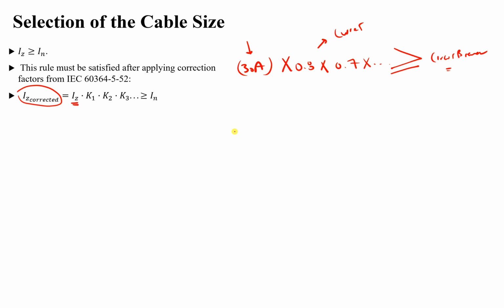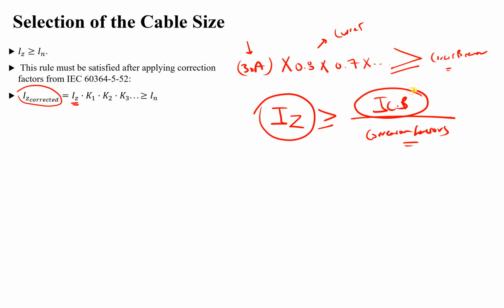That's why what I usually do when I size this, I say, hey, IZ that I need must be greater than or equal to I circuit breaker divided by correction factors, in order to make sure that my cable is greater than the circuit breaker even after applying the correction factors. You can see the correction factors: one for ambient temperature, a grouping factor due to having several conductors beside each other, and one due to the soil thermal resistivity when we bury this cable.